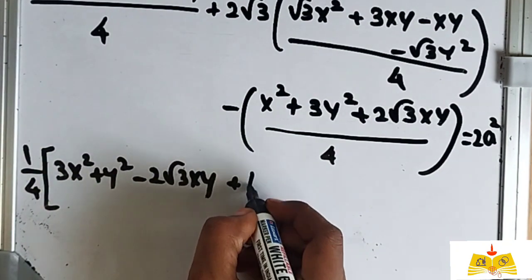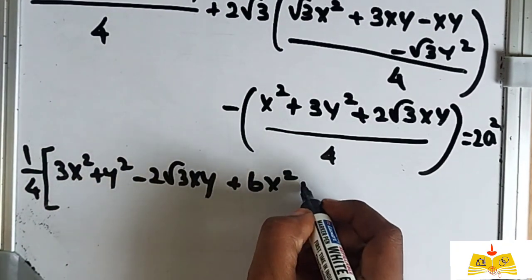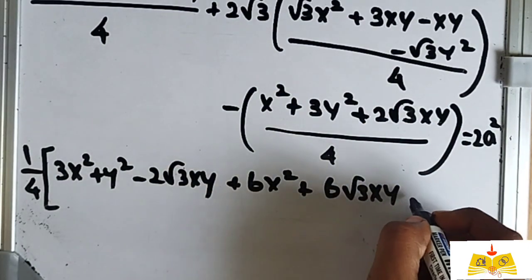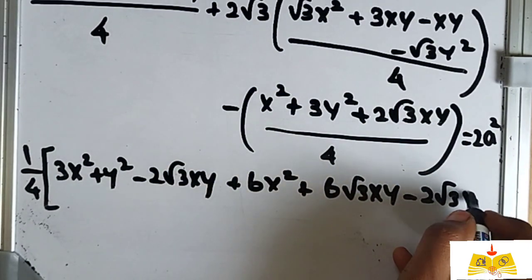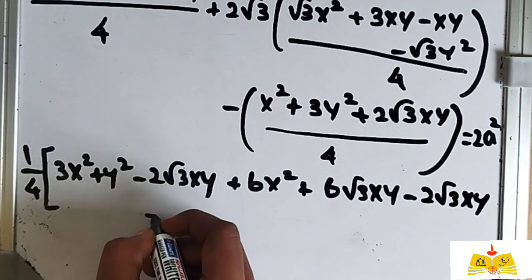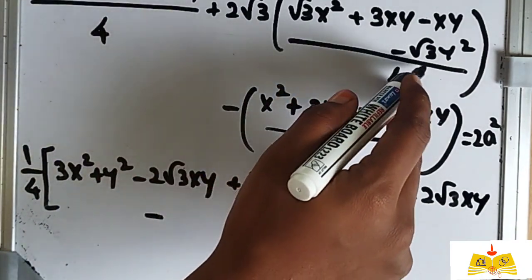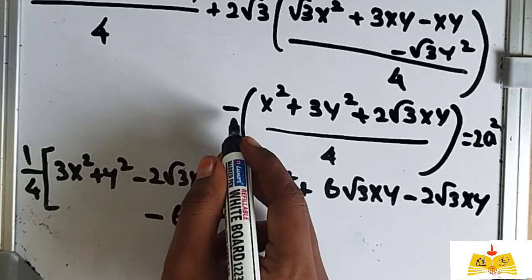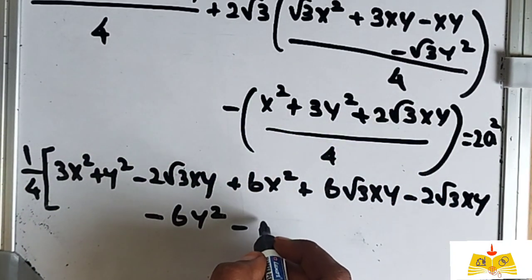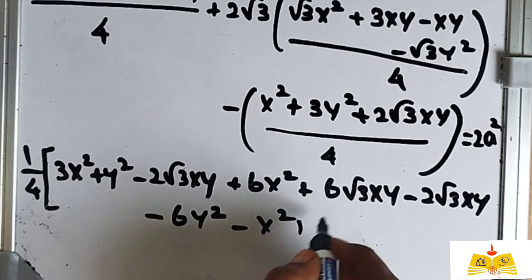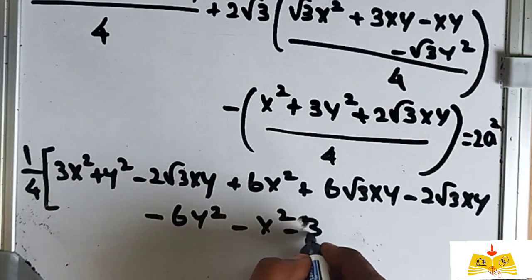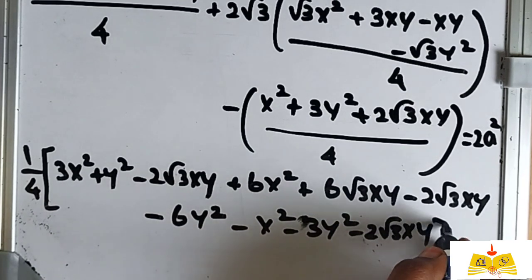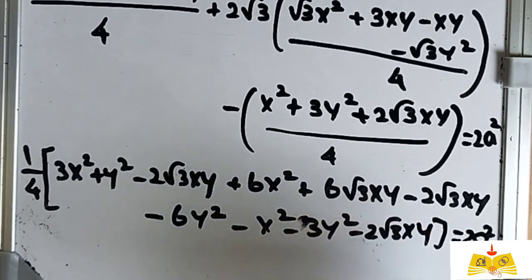So it will be 6x squared plus 6 root 3xy minus 2 root 3xy, and minus again 2 root 3 multiplied by root 3, which is 6y squared. Here I am going to take this minus inside, so it will become minus x squared minus 3y squared minus 2 root 3xy, which is finally equal to a squared.